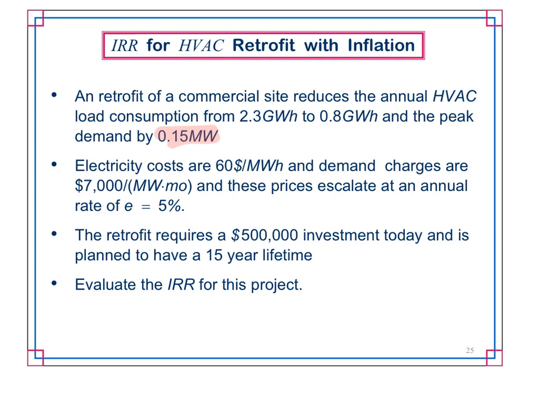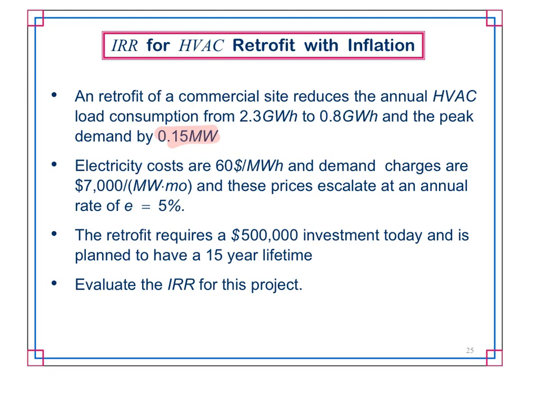So we have electricity costs of $60 per megawatt hour. Demand charges are $7,000 a month per megawatt of demand. And they're going to escalate, right? So not inflate, but escalate. That's based on a number of different factors, such as it being more expensive to produce things. Our escalation rate is 5%.